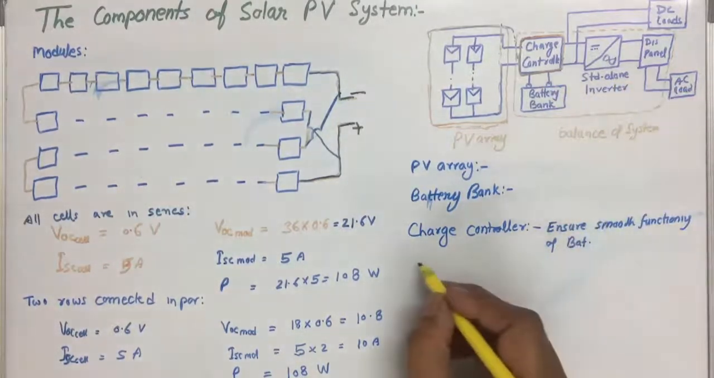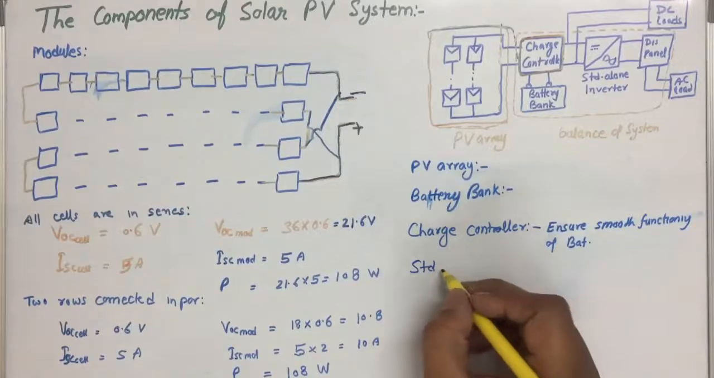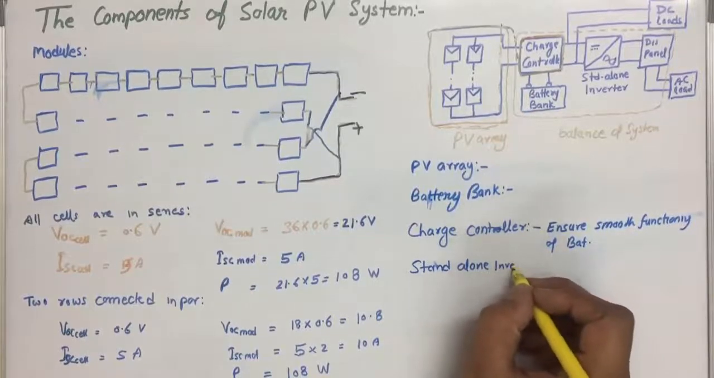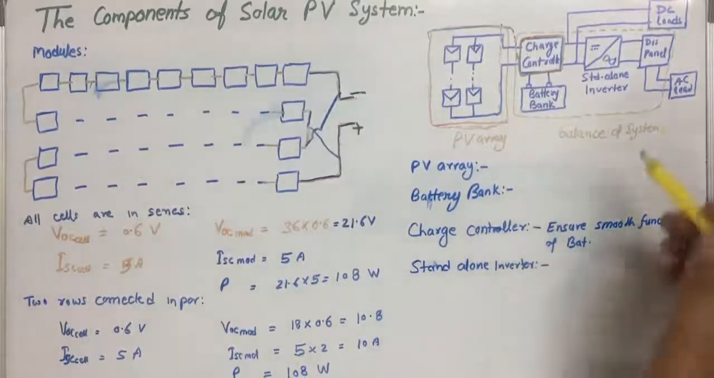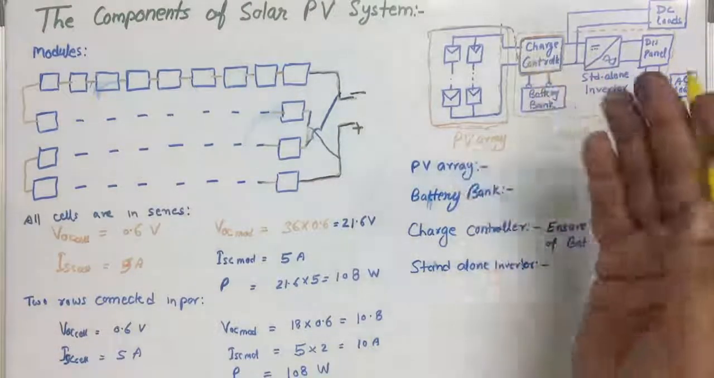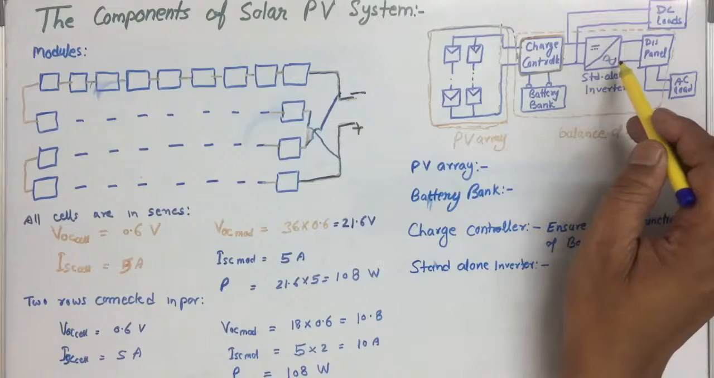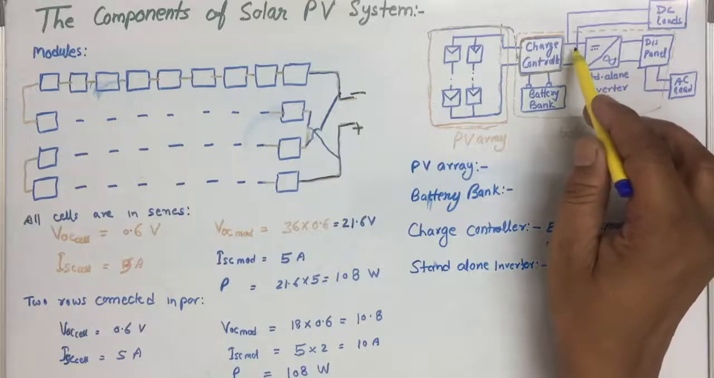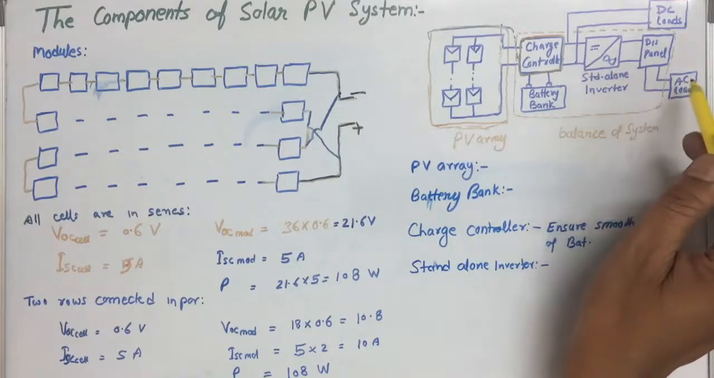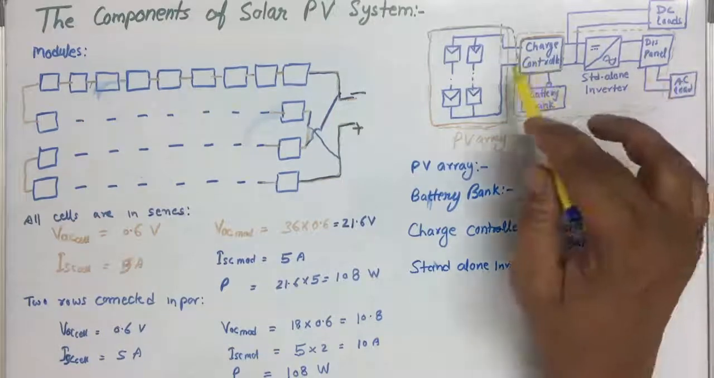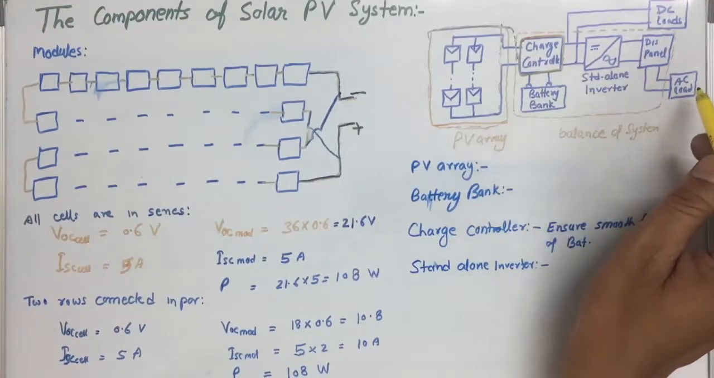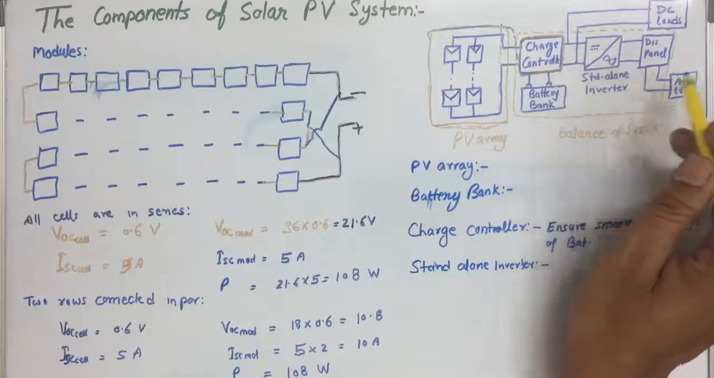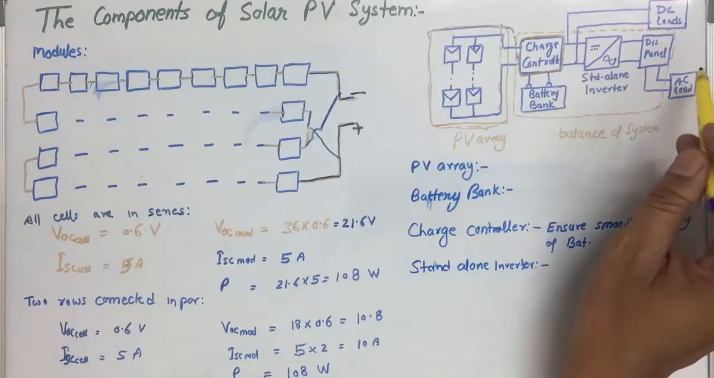Now the next is the stand-alone inverter. This inverter is responsible for converting DC power to AC power for AC load applications. So it converts the power from DC to AC efficiently so that the solar power can be utilized for AC loads as well, because the generation is in the form of DC. So it plays an important role for different applications.